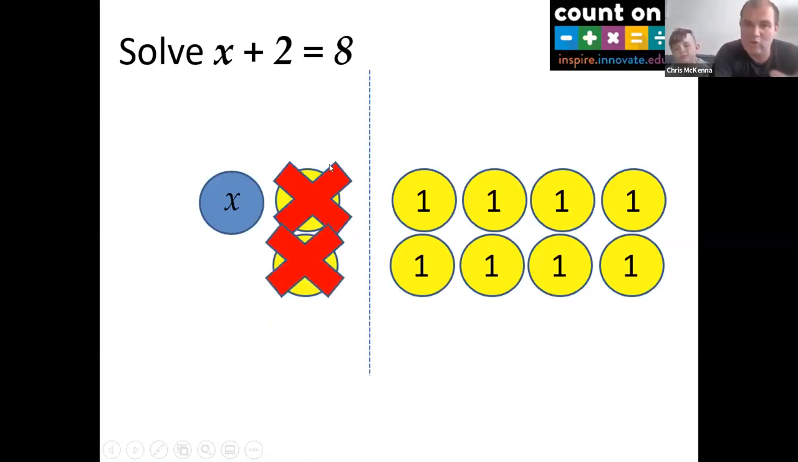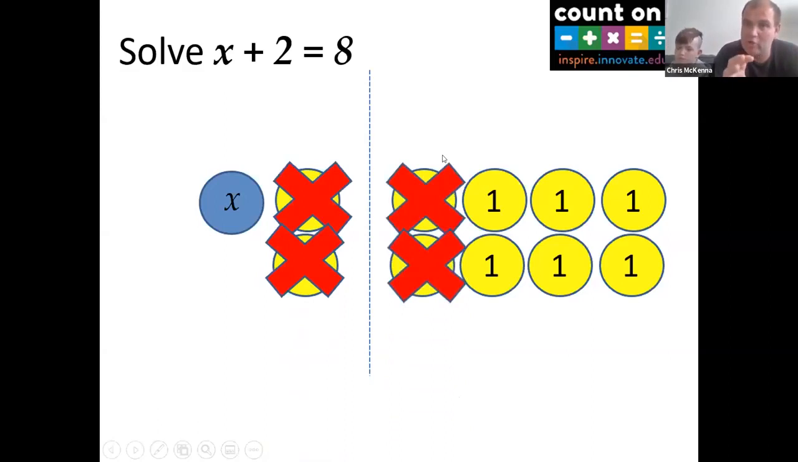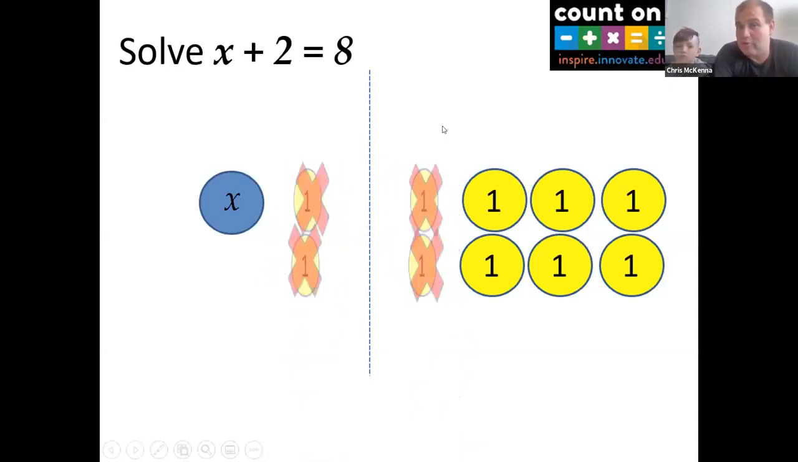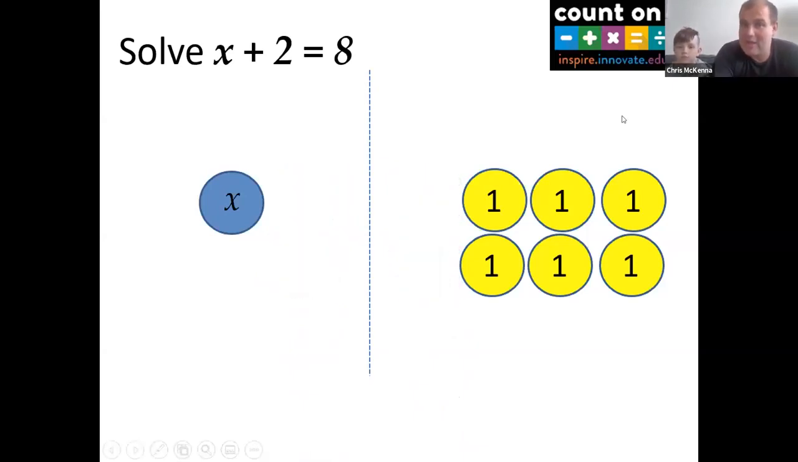So if I'm chopping off 2 from this side, I need to do the same to the other side. I need to chop off 2 from that side. So I'll chop off 2 there, chop off 2 there. Now, what I'm trying to do is I'm balancing. So we're saying, okay, now I've chopped off those 2, let's just rub them out altogether. And I can see now that x is equal to 6. So it's another way of looking at it.